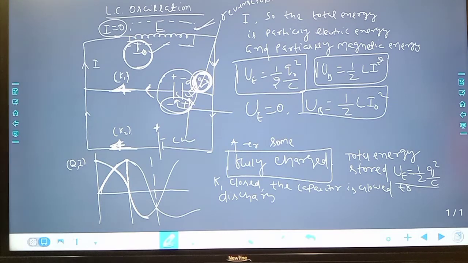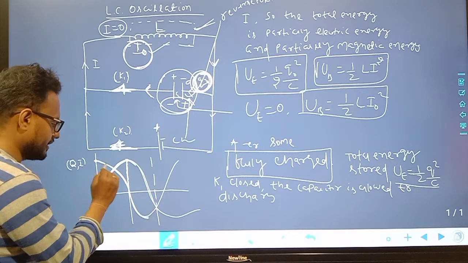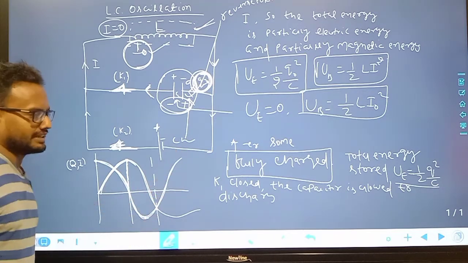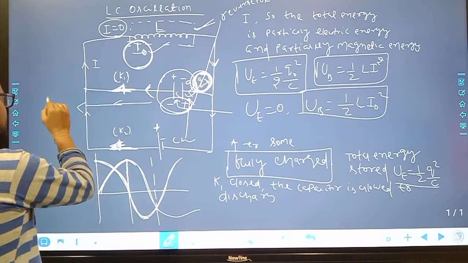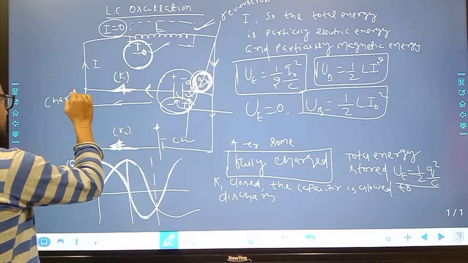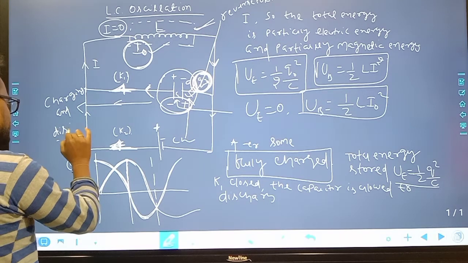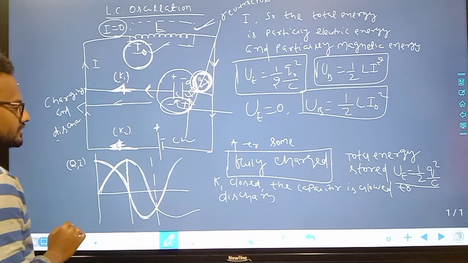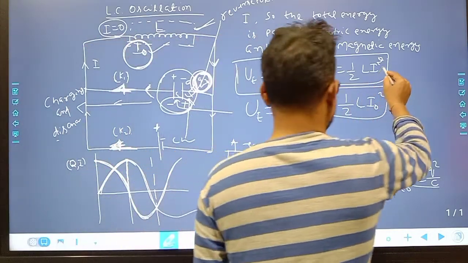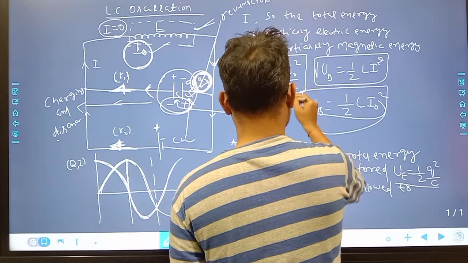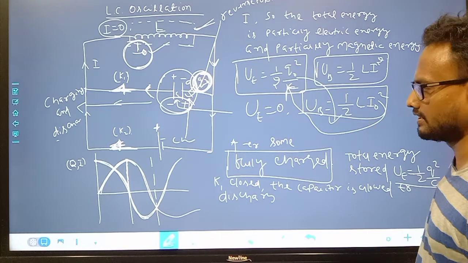So there is an oscillation. This is a sine curve, and this is a cosine. When the capacitor is allowed to charge and discharge, there is an oscillation. Electrical energy is converted into magnetic energy, and magnetic energy is converted into electrical energy.